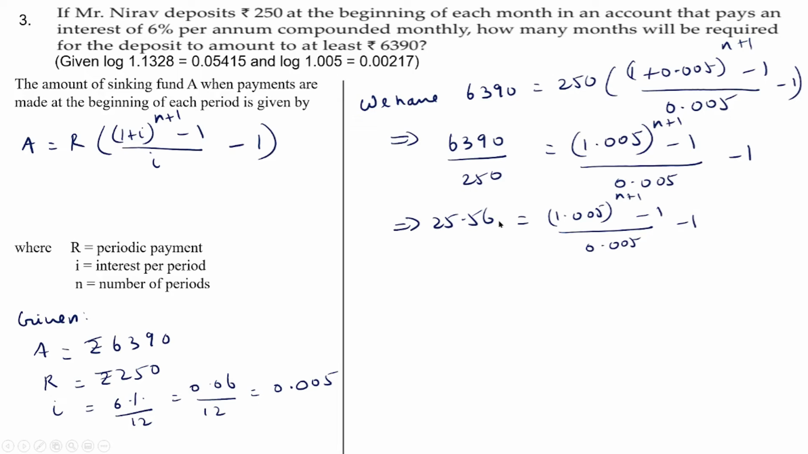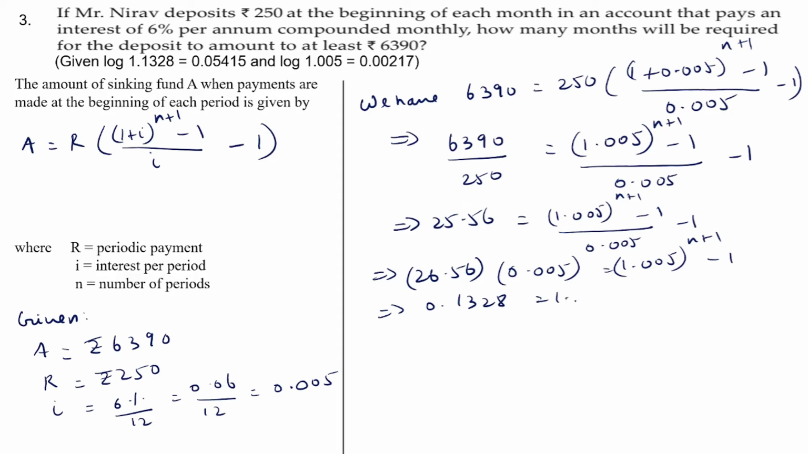Let us bring this minus 1 to the other side, it becomes plus 1. So we get 26.56. Here we have 0.005, bring it to the other side, into 0.005 equal to (1.005) the whole raised to n plus 1 minus 1. So when we simplify, we get 0.1328 equal to (1.005) the whole raised to n plus 1 minus 1. Or we get 1.1328 equal to (1.005) the whole raised to n plus 1.